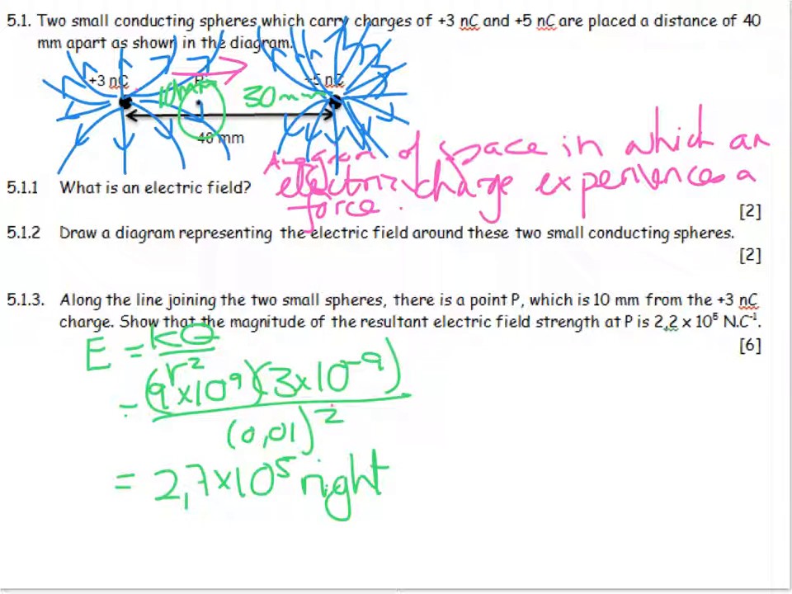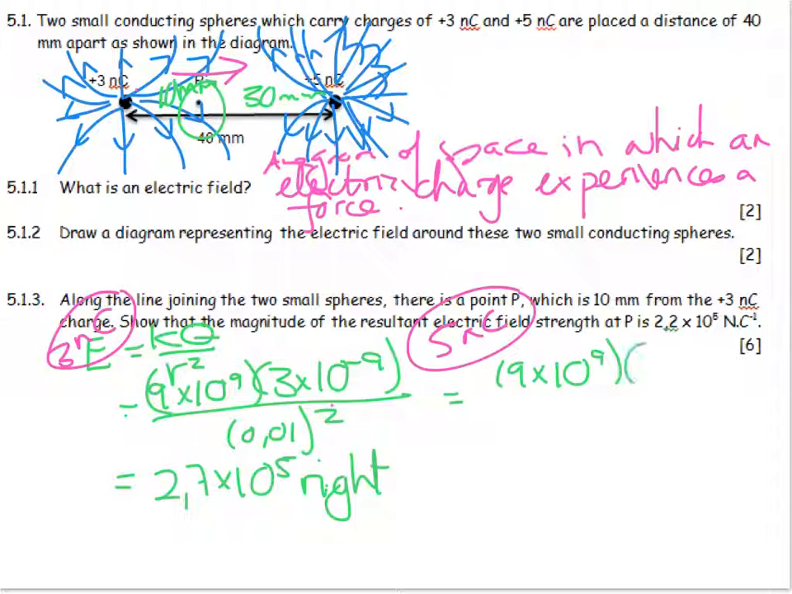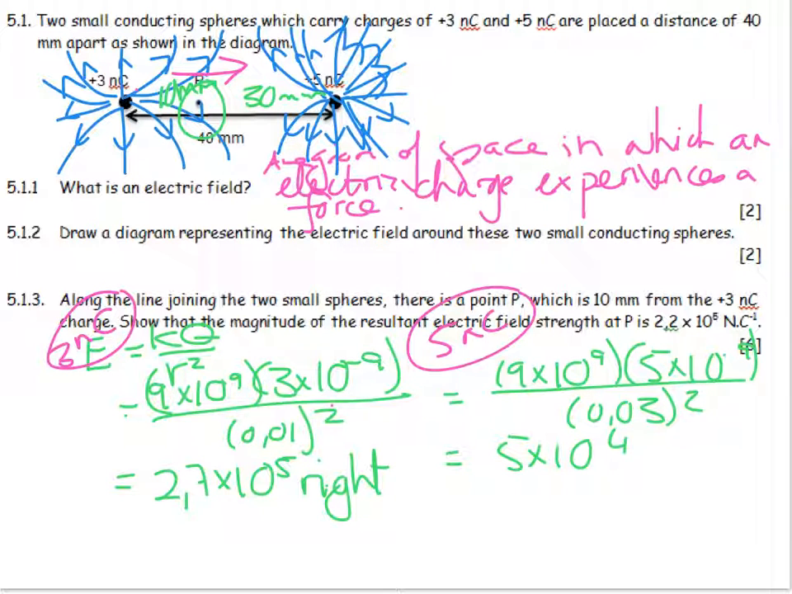It is away from that positive charge, because we are only interested in what's happening because of the 3 nanocoulomb charge. Now if I take a look at what's happening because of the 5 nanocoulomb charge, we get the following. Same equation, this time I substitute in 9 times 10 to the power of 9, 5 times 10 to the negative 9, and 0,03 squared. And I land up with 5 times 10 to the 4, and this time I'm saying from positive to negative, so it is away from positive. This time it is to the left.